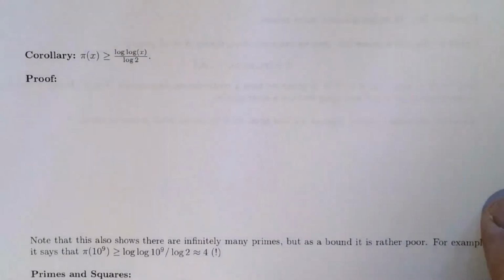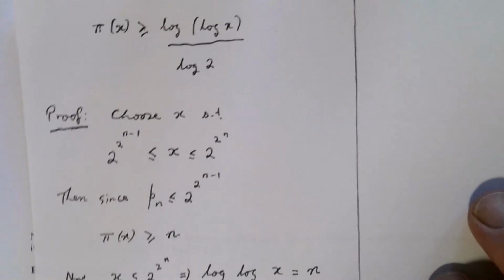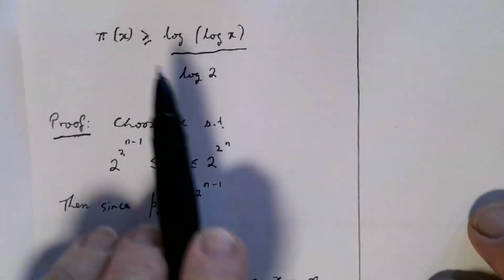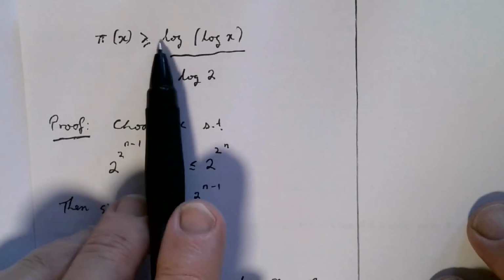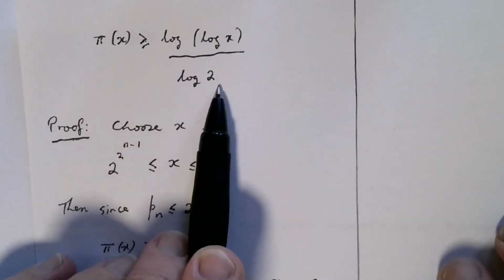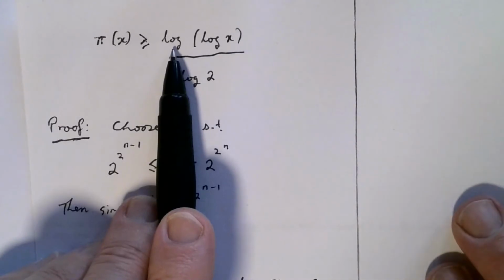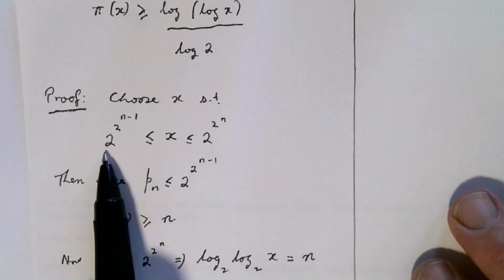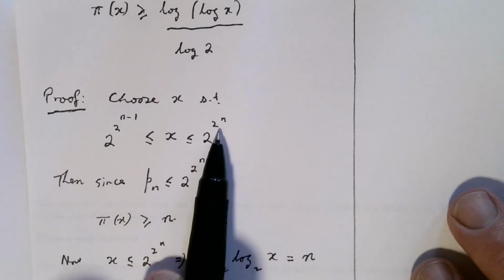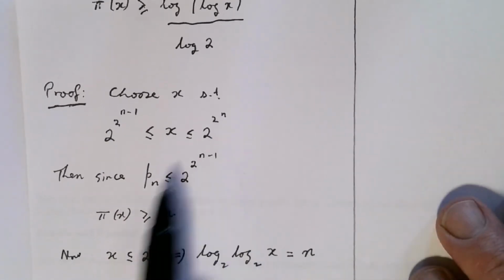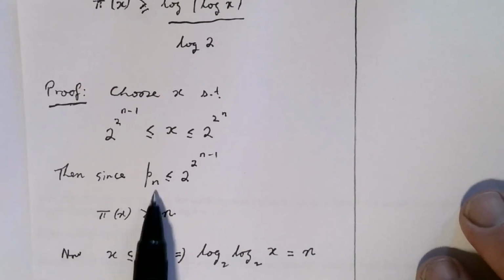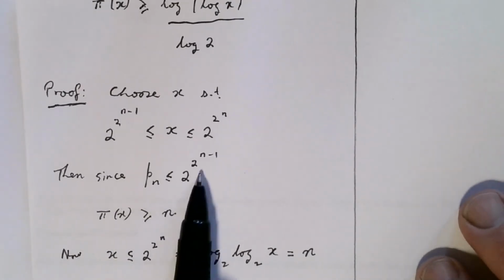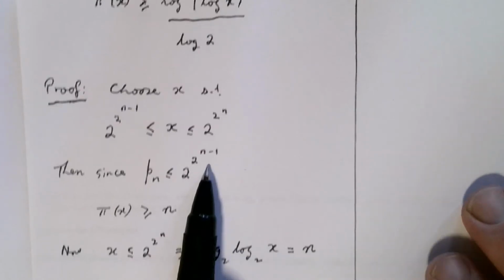So the proof of that is just going to use the result we just had before on P of n. So that's the result we're going to prove, that pi of x is bigger or equal to log of x on log 2. Now, by the way, when I write log, I of course am referring to logs to the base e, unless otherwise specified. So I'm going to choose an x that lies between 2 to the 2 to the n minus 1 and 2 to the 2 to the n. And we know that P of n is less or equal to 2 to the 2 to the n minus 1. That was our previous result.